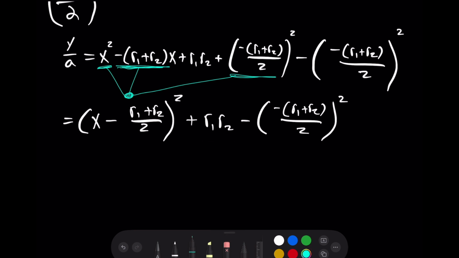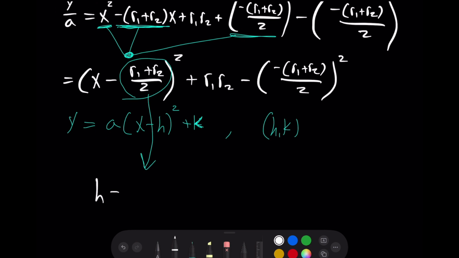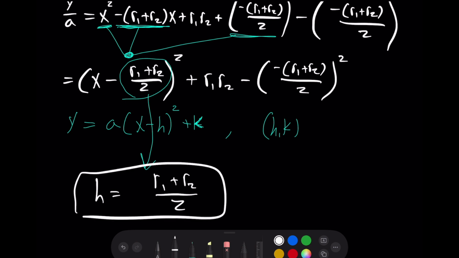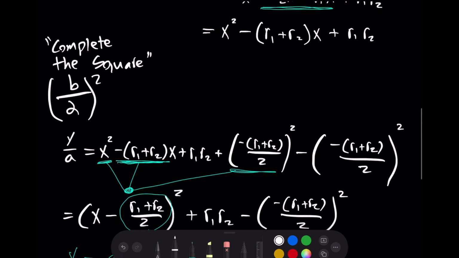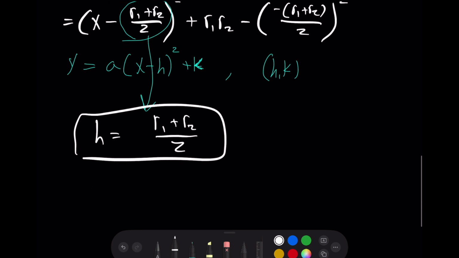But notice that if we think about y is equal to a times the quantity x minus h, quantity squared, plus k, we know the vertex is at h comma k, so that means it must be this right here. So in other words, h is equal to r sub 1 plus r sub 2 over 2. Or in other words, if we think about this graphically, it indeed is half the distance between r sub 1 and r sub 2. And that's what we just showed. Pretty cool. But we can also think about it this way.